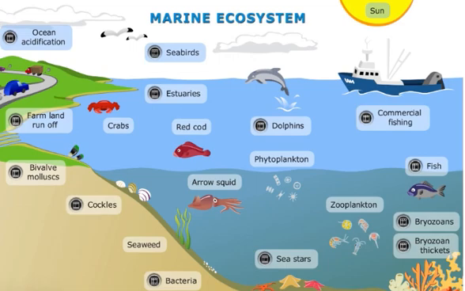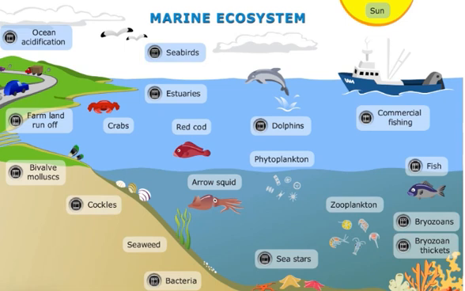It starts with seaweed. Seaweed is a producer. Producers are organisms that can make their own food. Seaweed uses sunlight to create energy through a process called photosynthesis. Without producers like seaweed, no other living things in an ecosystem could survive because producers provide the base of all food webs.